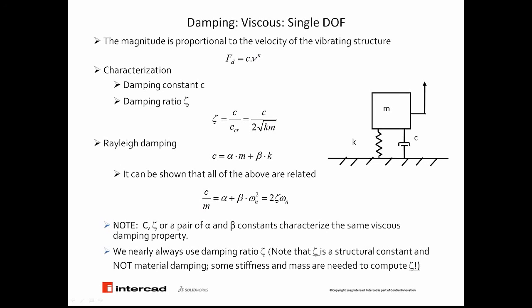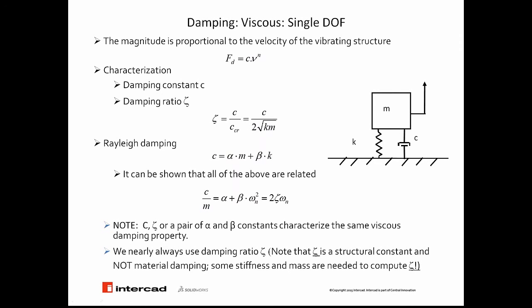Now, if we look at viscous dampening on a single degree of freedom system, the magnitude is proportional to the velocity and the vibration of the structure. Basically, F equals C V to the power of n. We can characterize dampening by the dampening constant C or the dampening ratio zeta, which is the ratio between dampening and critical dampening. The critical dampening is simply related to stiffness and mass properties.